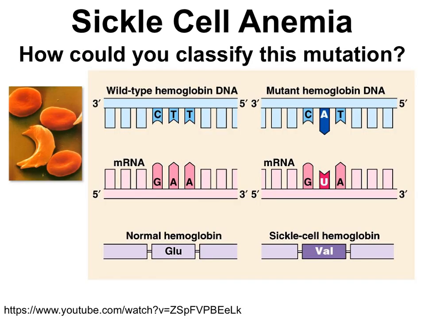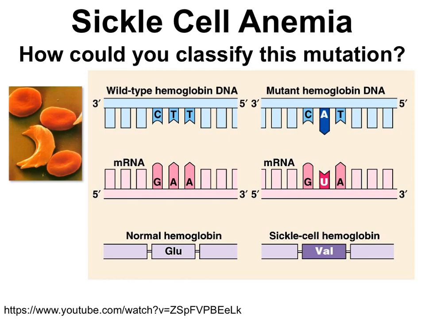An example of a mutation is in sickle cell anemia, where there's a mutation in the oxygen-carrying protein hemoglobin. And check out the mutation here. The CTT DNA sequence is mutated into CAT. This is a missense mutation that results in a change of the mRNA codon from GAA to GUA, and the protein has a valine amino acid instead of the normal glutamic acid.